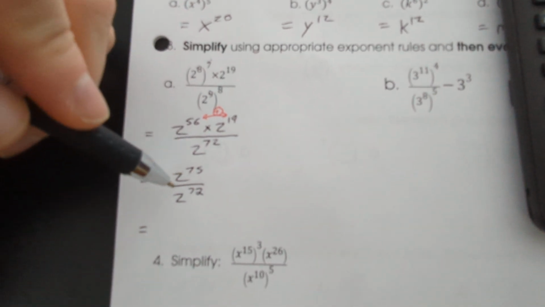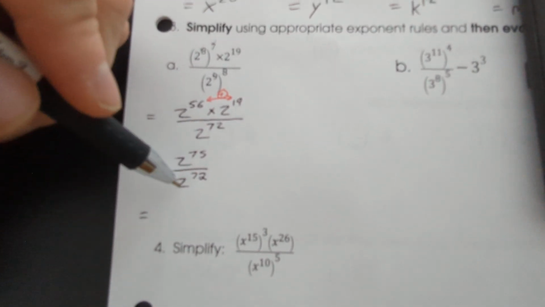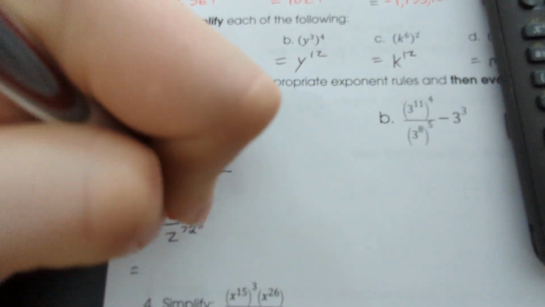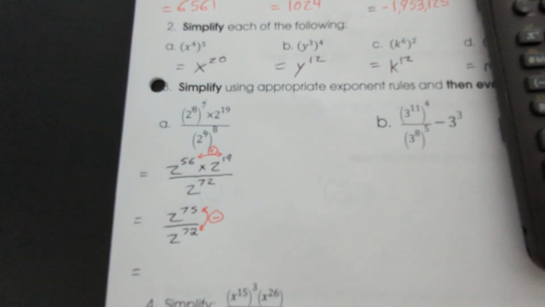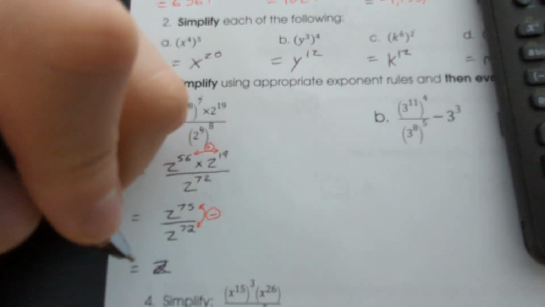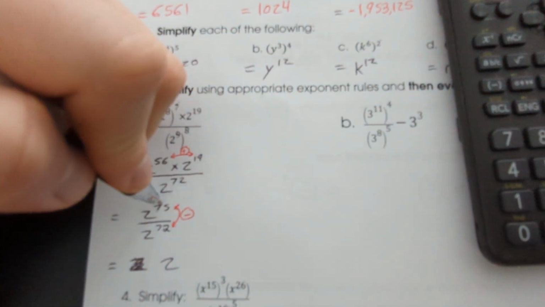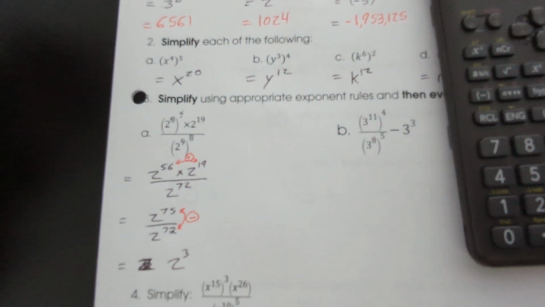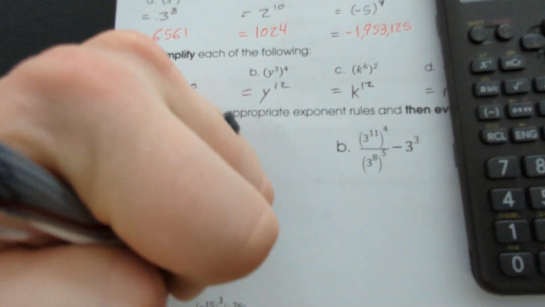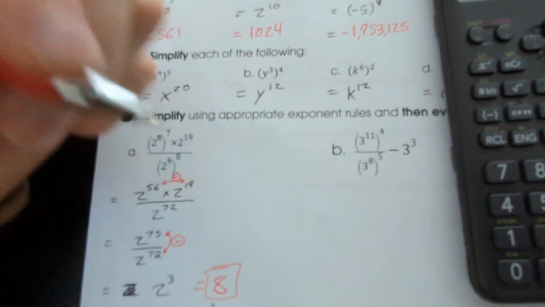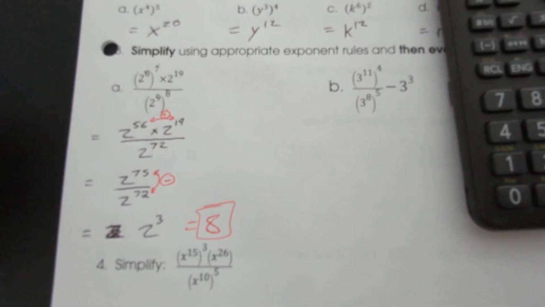Next line, so we have a fraction here. We're dividing. When we divide two powers, remember we subtract exponents. So we're subtracting these exponents. We have, sorry, this is not a z, this is a 2. I don't know why I wrote a z. 2. 75 minus 72 is 3. Okay. And then we are evaluating this one as well. So if we evaluate this, 2 to the exponent of 3 is going to be 8. Okay. Awesome. On to the next one.